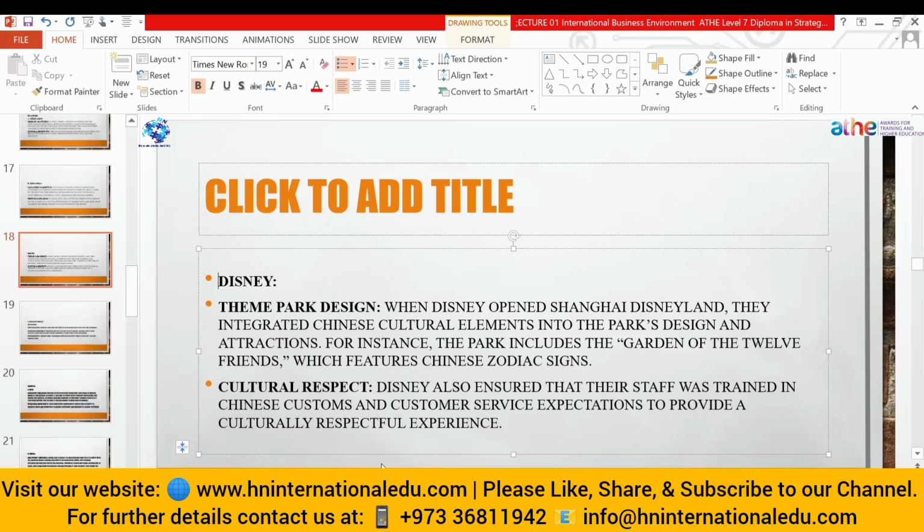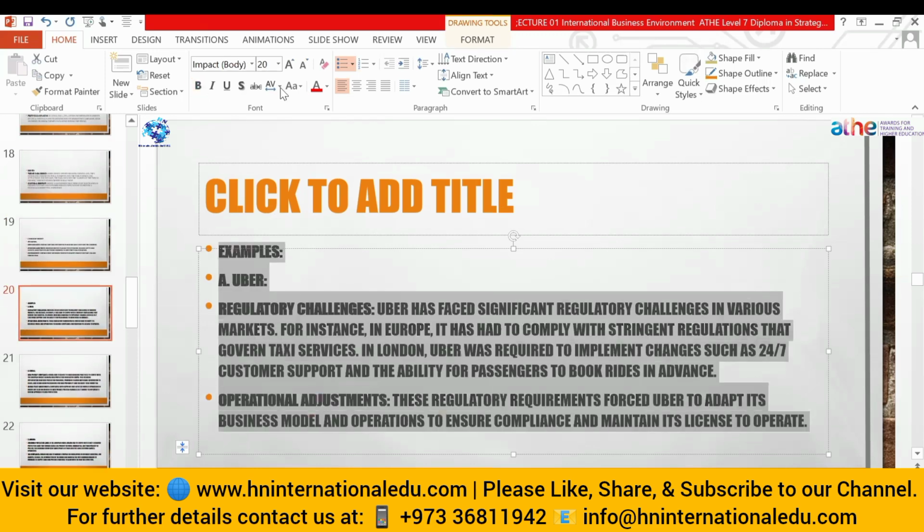Cultural respect. Disney also ensured that their staff was trained in Chinese customs and consumer service expectations to provide a culturally respectful experience. That is, obviously, they might have given them training on how to read them and how to communicate at the same time. Then we have another example for it.